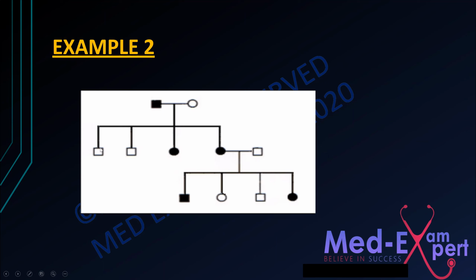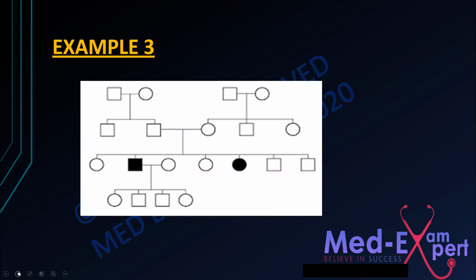An affected male can never transfer the disease to sons, and he'll transfer the disease to all daughters. A female can transfer to male and female equally. So this is X-linked dominant. This is X-linked dominant. All of you understood this one? All of you understood, guys? Right, I'm assuming that you all understood. Okay, let us see one more picture now. Yes, we were correct. This is X-linked dominant.